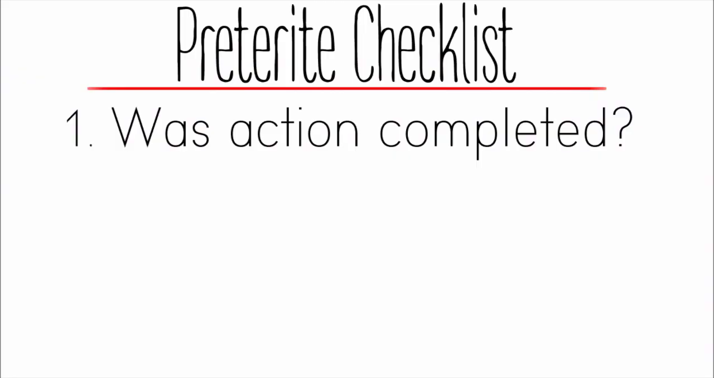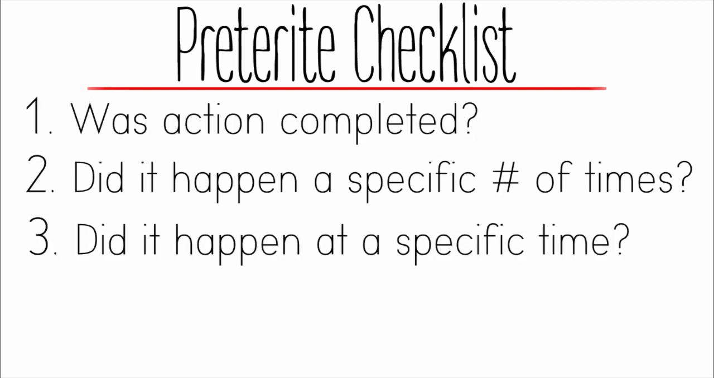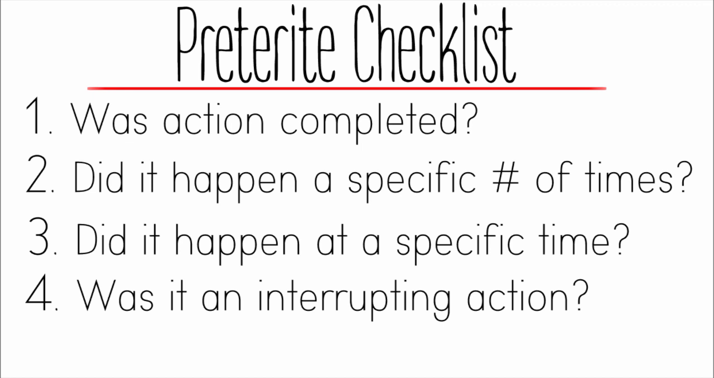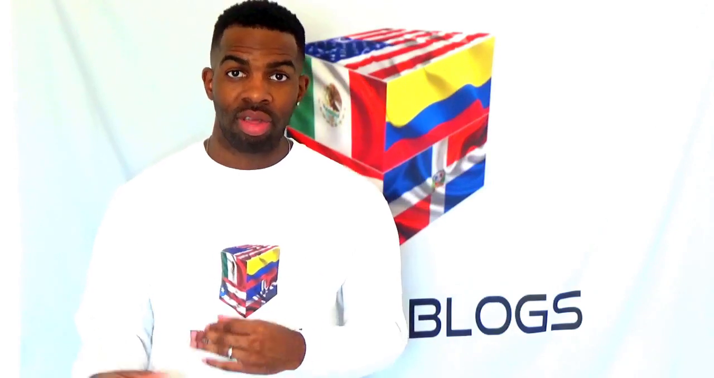So, this checklist consists of this. Was the action completed? Did the action happen a specific amount of times? Did it happen at a specific time? Last but not least, was it an interrupting action? We went over this in the SIMBA acronym as well, so we're not going to go over that one in this checklist, but refer to your notes. Hopefully you took notes. If not, rewind the video and take some notes.